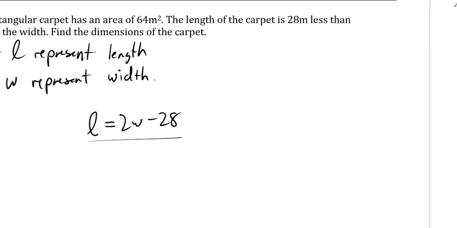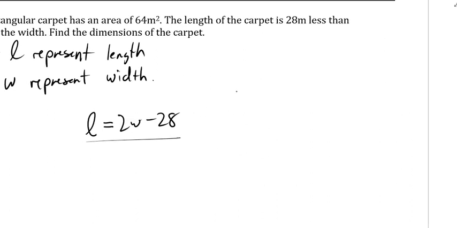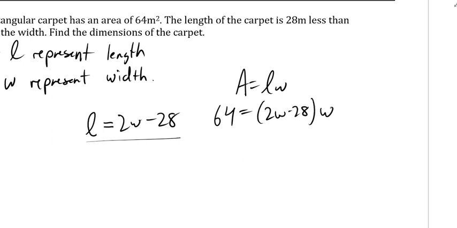So now that I have a statement for L, I can do this. So A equals L times W. I just start with my formula. I know the area. L is this thing. And W is just W.